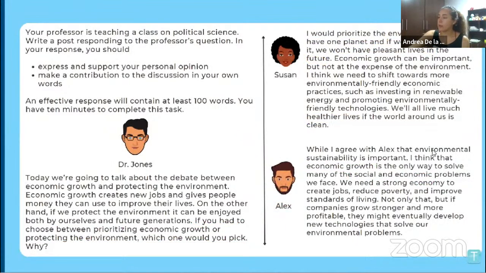Now, remember, you have to write your own post and you have to do what they are saying. You need to express and support your opinion. So you need to answer this question according to what you think, or according to what you think is easier to support. And then you also have to contribute to the posts somehow.